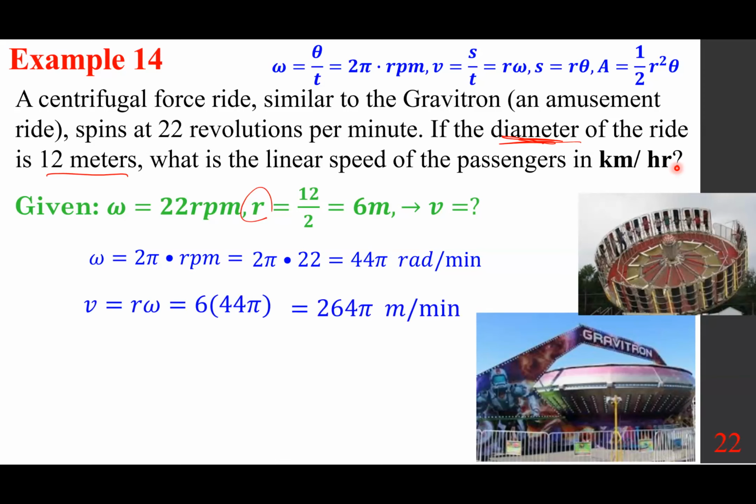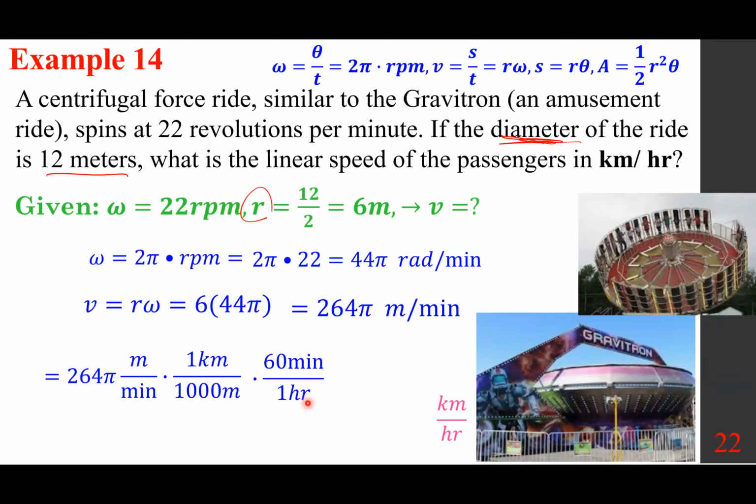Now we want to go to kilometers per hour. So we do the conversion again. Remember, 1 kilometer is 1,000 meters, 1 hour is 60 minutes. We have meters per minute, so 1 kilometer is 1,000 meters, and 60 minutes is 1 hour. You put them in the right spot, remembering that you want kilometers at the top, hours at the bottom. So this number times 60 divided by 1,000 gives us 49.763 kilometers per hour. And again, use however many decimals are asked.